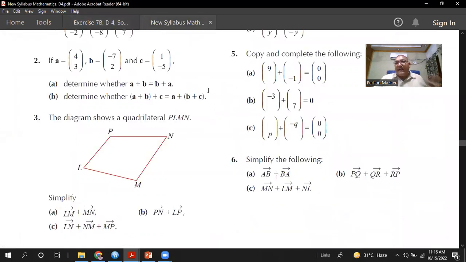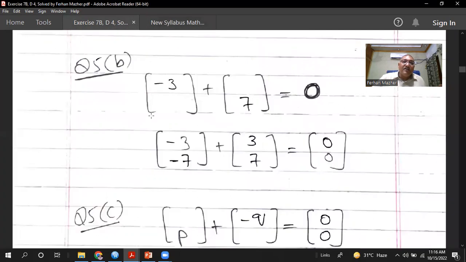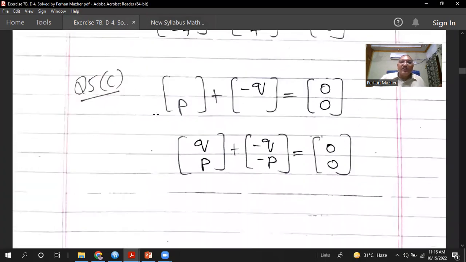Okay, fill in the blanks. So C part is what should be added in the minus Q so that the answer is 0. It will be plus Q. What should be added in the P so that the answer is 0? It will be minus P. So let me show you question number 5. C part is showing up on your screen. You can see how I have filled those blanks.